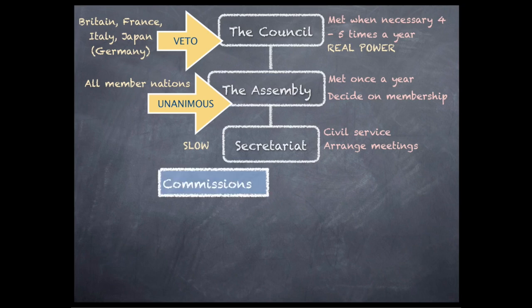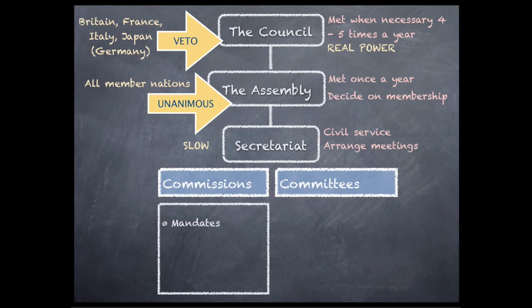There were other things that the League of Nations was associated with. These were the commissions of the League of Nations and the committees of the League of Nations. And this is where the League did have some measure of success, as you will see. So, what commissions were there? There was the Mandates Commission. This was supposed to look over the mandates.